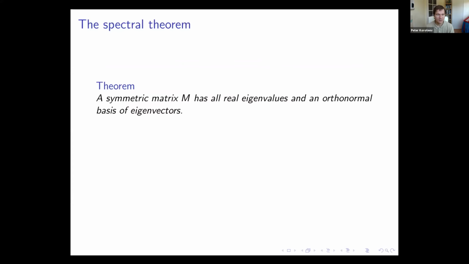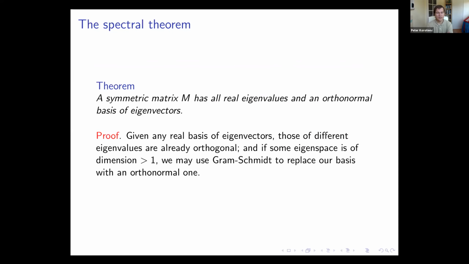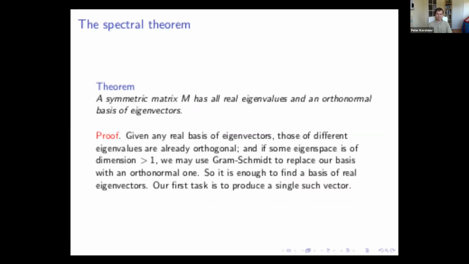Now the spectral theorem. A symmetric matrix M has all real eigenvalues and an orthonormal basis of eigenvectors. Let's prove it. For any real basis of eigenvectors with different eigenvalues, those are already orthogonal, and for those which are not, which have an eigenspace of dimension bigger than 1, we may use the Gram-Schmidt procedure to replace the basis with an orthonormal one. So it's a constructive proof. It's enough to find a basis of real eigenvectors.